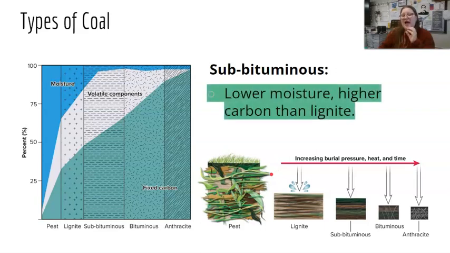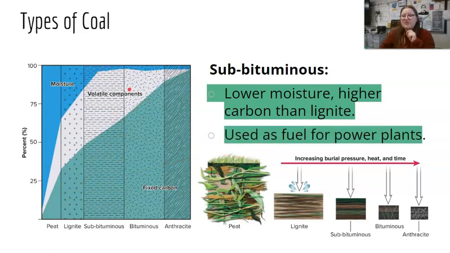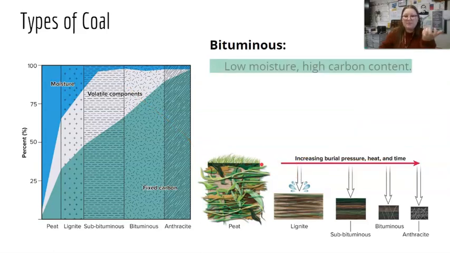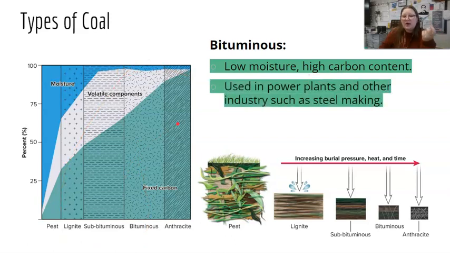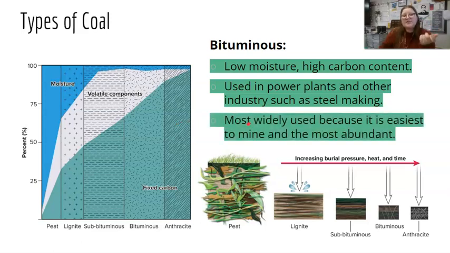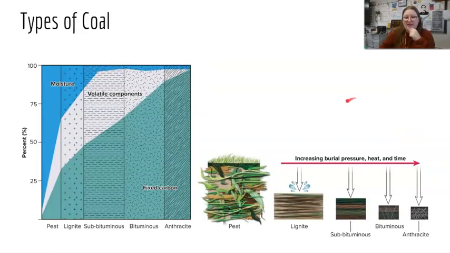Subbituminous has lower moisture and higher carbon than lignite does, so more carbon, less moisture, and it's used as fuel for power plants. So mostly what we're burning to create energy, electricity. Bituminous is low moisture and high carbon content, so even less moisture than subbituminous and more carbon. Used in power plants and other industries such as steel making. And it's the most widely used because it's the easiest to mine and is the most abundant. So I might have said subbituminous is the most used. My mistake. It is bituminous that is the most frequently used. It's also used in power plants for generating electricity and then also in industry like steel making.